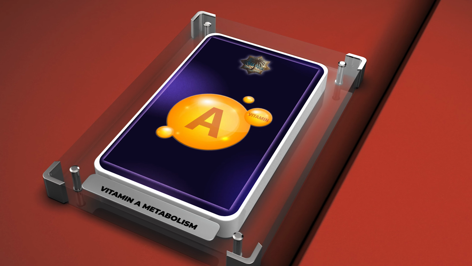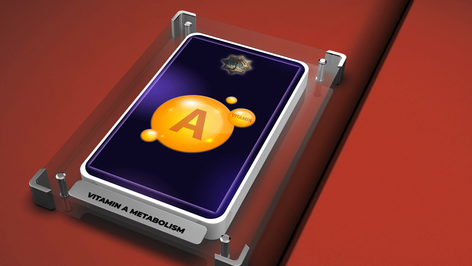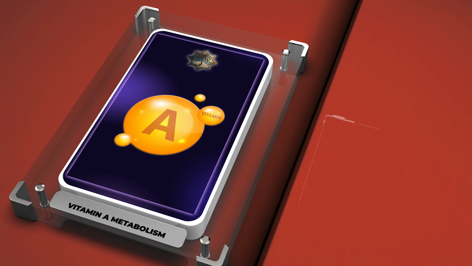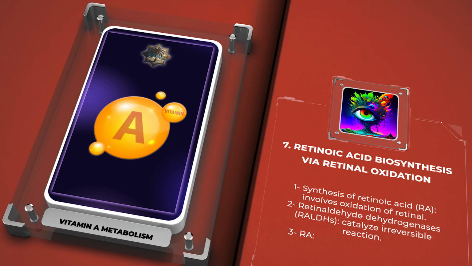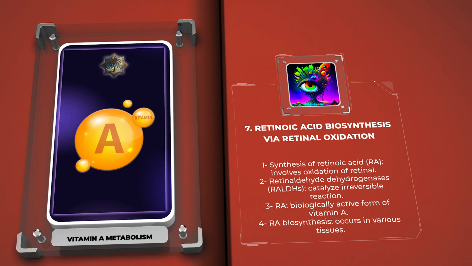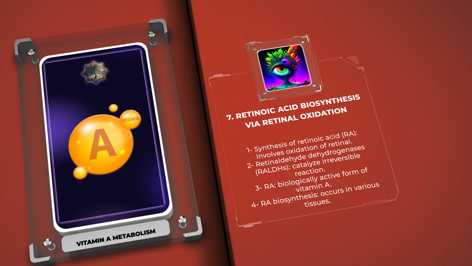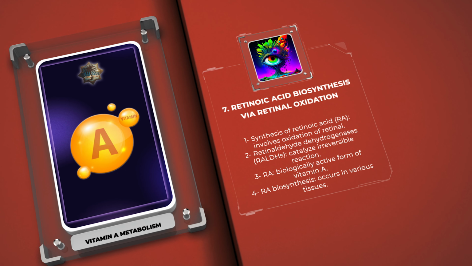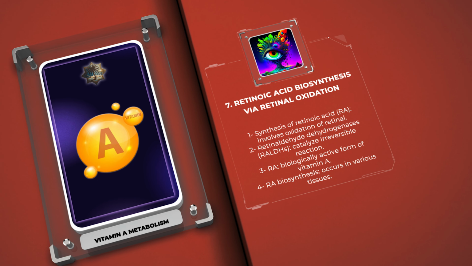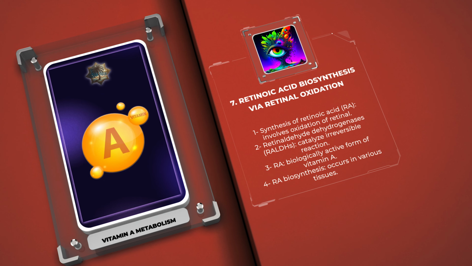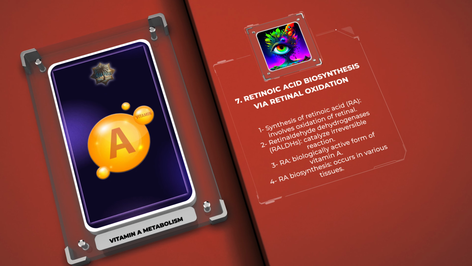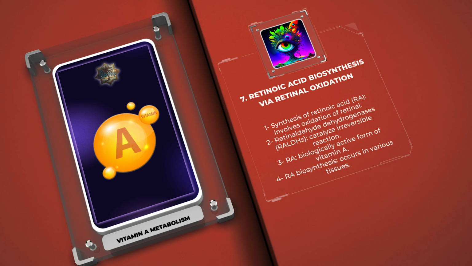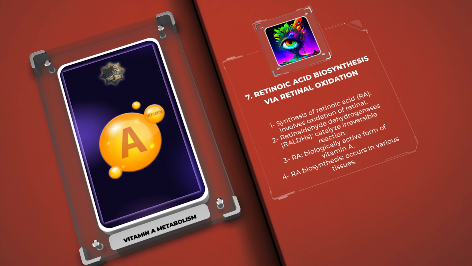The synthesis of retinoic acid, RA, involves the oxidation of retinaldehyde by retinaldehyde dehydrogenases, RALDs. This irreversible reaction results in the formation of RA, which serves as a biologically active form of vitamin A. The biosynthesis of RA occurs in various tissues, including the liver, kidneys, and developing embryos, where it plays essential roles in cellular differentiation and embryonic development.